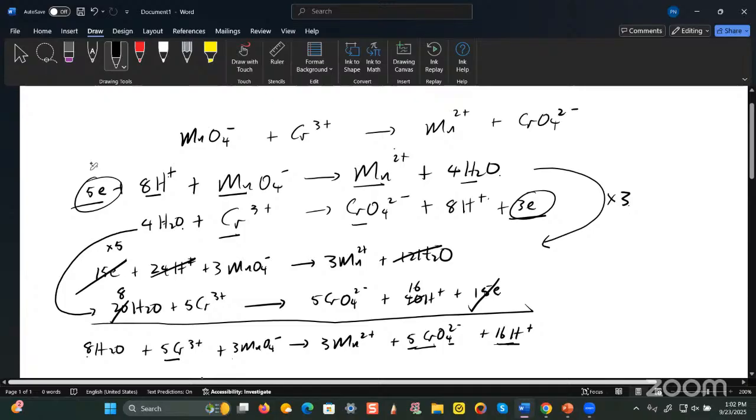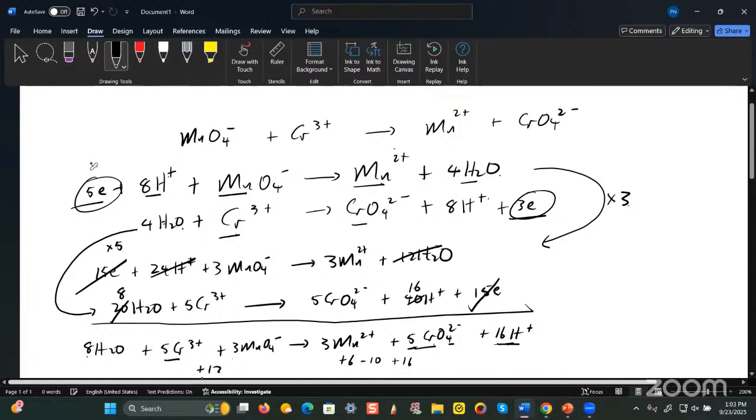And then we have to ensure that the charges are balanced, right? We have to count up the total charges on either side. So let's do that. How many charges total do we have on the left side? We have 5 times plus 3, so that's what? 15, right? And then we have minus 3 here, 3 times minus 1. So 15 minus 3 gives you what? Plus 12, right? Then we look at the product side, the right side. We have 3 times plus 2, that's plus 6. And then 5 times minus 2, that's minus 10. And then we have plus 16.